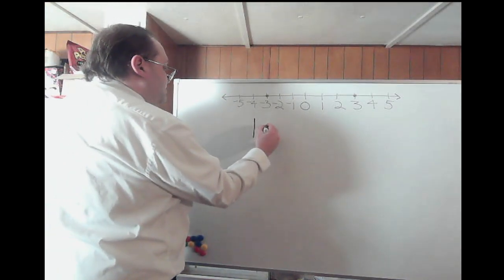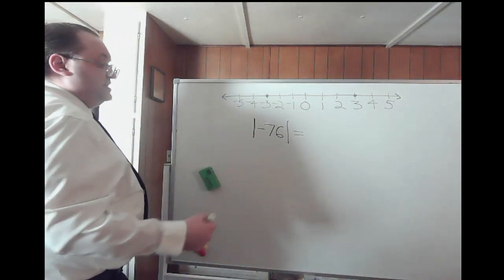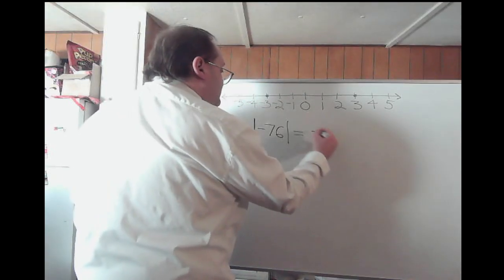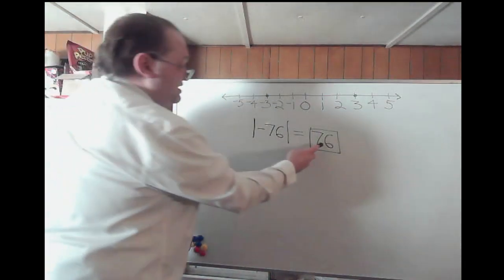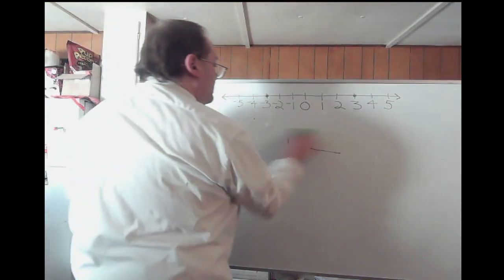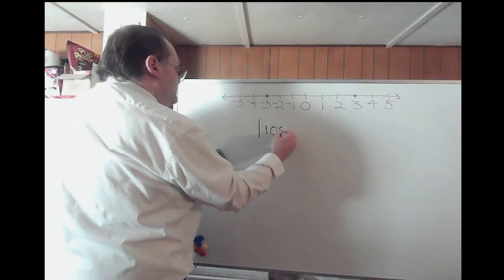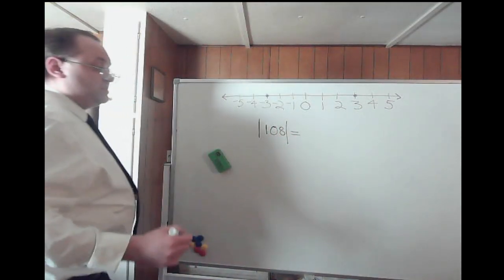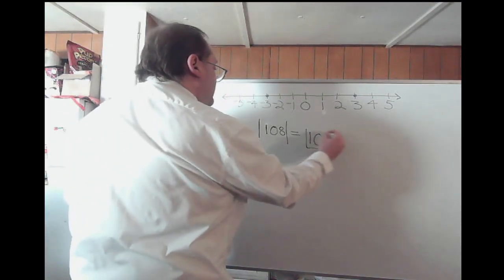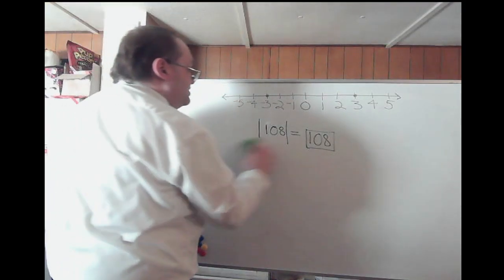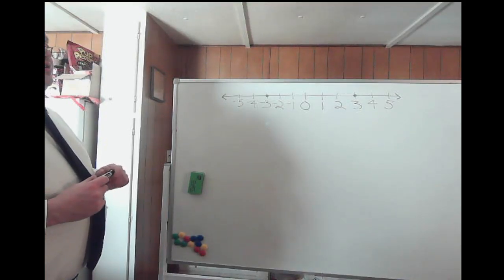Let's say we had the absolute value of -76. Well, you just make it positive. The absolute value of -76 is 76. So it's 76 units away from 0. Let's say we have the absolute value of positive 108. Whether it's positive or negative inside the absolute value, you just make it positive. So the answer would be 108. So that's absolute value, which means finding the distance from 0.